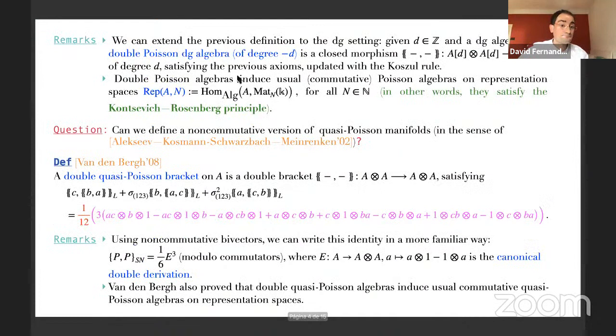Also, Van den Bergh defined in his article a non-commutative analog of classical quasi-Poisson manifolds, which are double quasi-Poisson algebras. A double quasi-Poisson bracket on an associative algebra A is a double bracket from A tensor A to A tensor A, satisfying this modified double Jacobi identity, because note that it is non-homogeneous: on the right-hand side, we have these eight beautiful pink terms. And this is the notion of a double quasi-Poisson bracket.